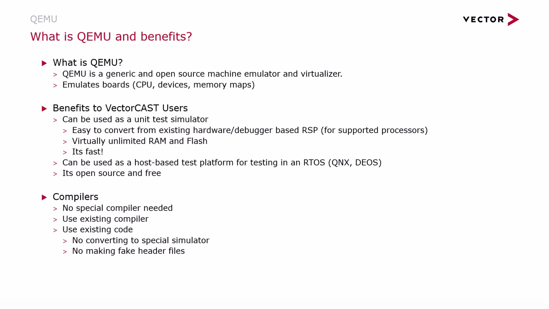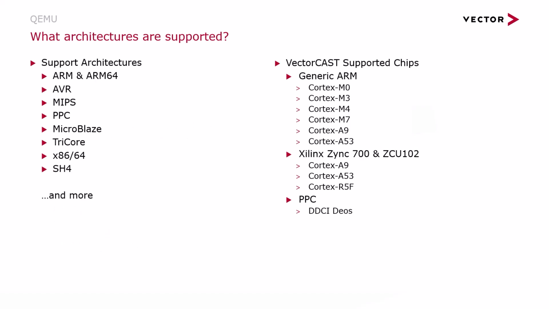You can use your existing code. There's no converting to a special simulator, or say you're trying to run it on an x86 from an ARM. You don't need to make fake header files or anything you would typically do to run a hardware-based solution or a debugger-based solution a little more quickly. What architectures are supported? Well, some of the primary ones we see: ARM, ARM64, PowerPC, Tri-Core. There's so many more out there. You can look at the QEMU docs and find that.